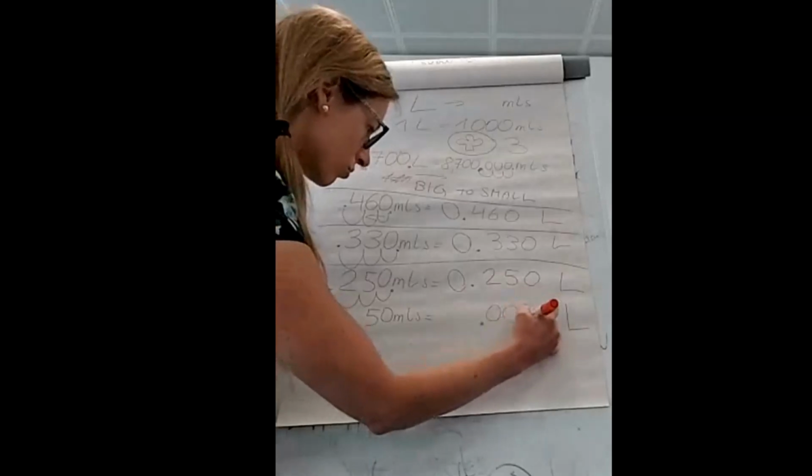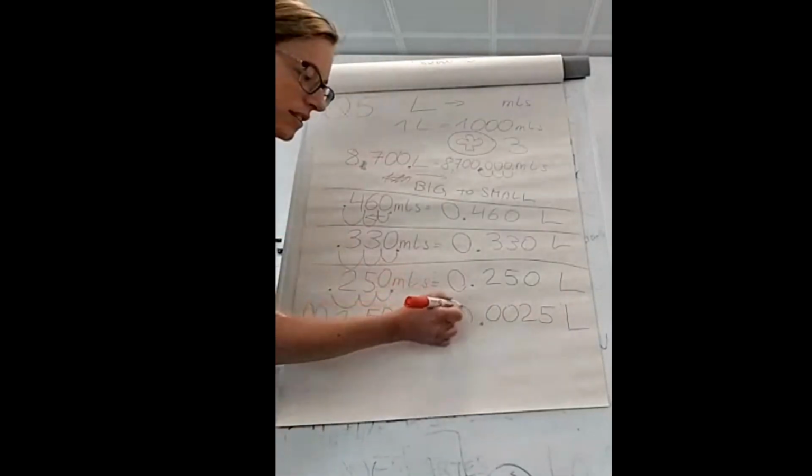Zero, 0 to 5. And how many liters? 0 liters. Yeah, always a 0. Okay.